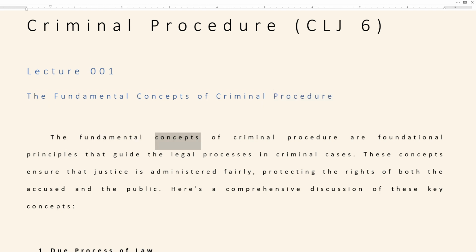The fundamental concepts of criminal procedure are foundational principles that guide the legal processes in criminal cases. These concepts ensure that justice is administered fairly, protecting the rights of both the accused and the public. Here's a comprehensive discussion of these key concepts.